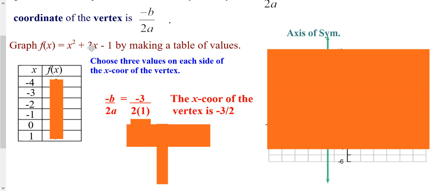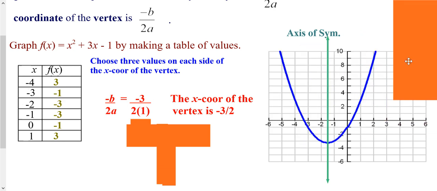You don't have to do it that way. You can plug each number in by hand. It does not make a difference. Then all you have to do is plot these points. 4 to the left, up 3. 3 to the left, down 1. 2 to the left, down 3, and so on. When you do that, you get this shape right here.